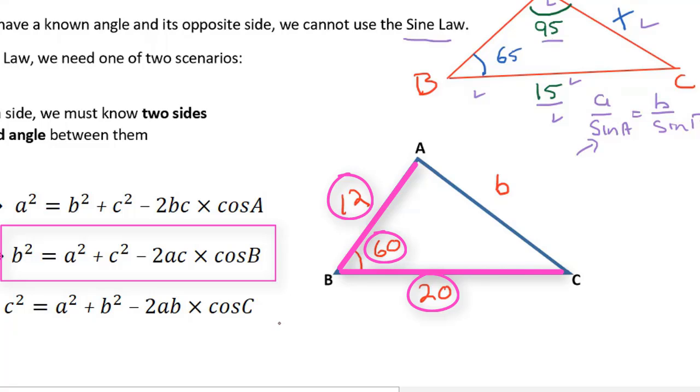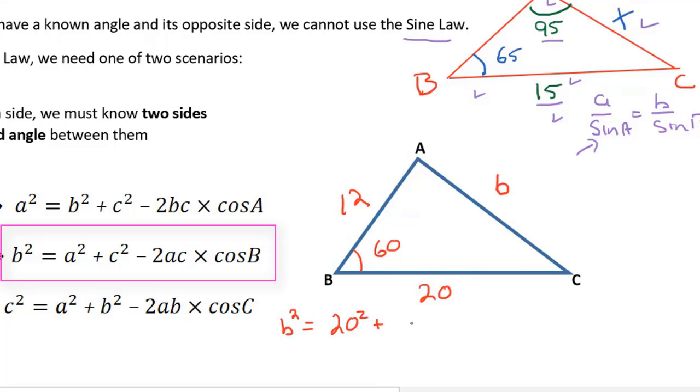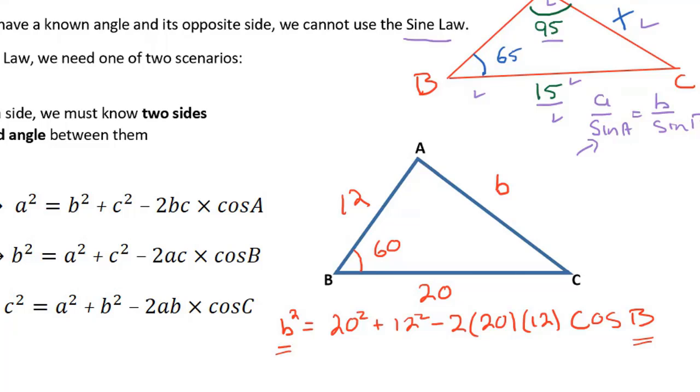Now we can use the cosine law to state that B squared is going to equal A squared, which is 20 squared, plus C squared, which is going to be 12 squared, minus 2 times the length of side A, which is 20, times the length of side C, which is 12, times the cosine of angle B. Notice that we have angle B here in the equation, and we're looking for B. Now, we just punch this in on our calculator and determine the length of side B.